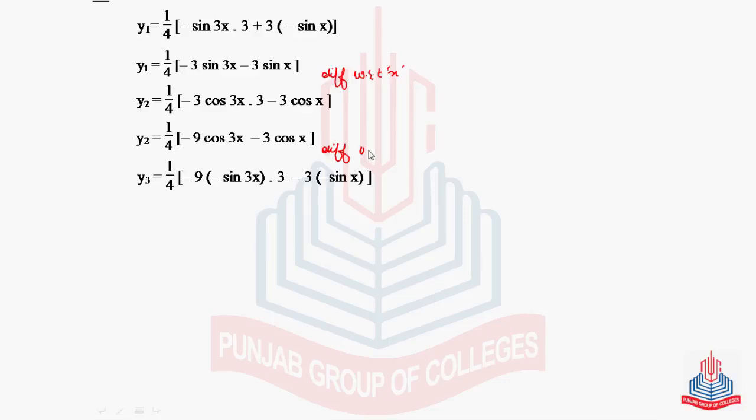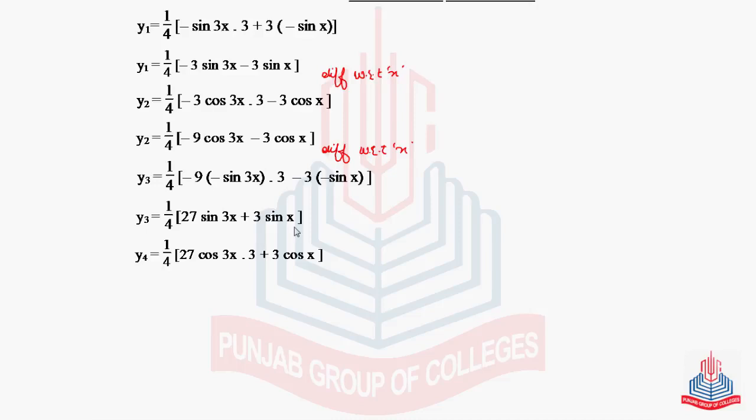So we differentiate with respect to x. The third derivative will be the constant term 1 by 4 as it is, minus 9, again a constant term, the derivative of cos 3x will be minus sin 3x, and the derivative of 3x will be 3. This minus 3 will be as it is, and the derivative of cos x will be minus sin x. Simplifying, we have y3, the third derivative, which is 1 by 4 (27 sin 3x plus 3 sin x).